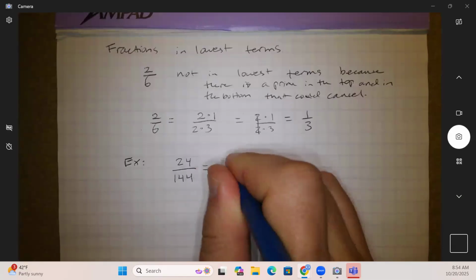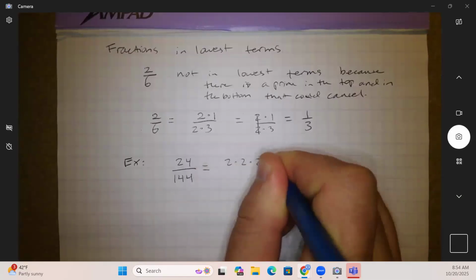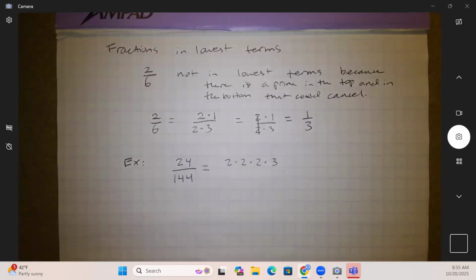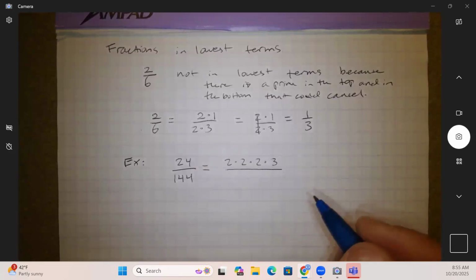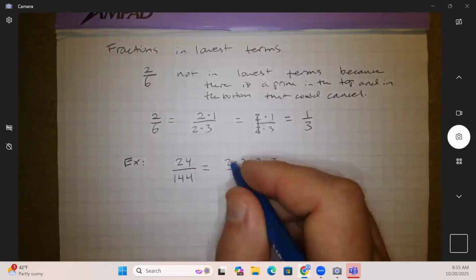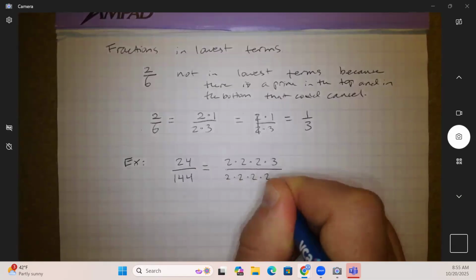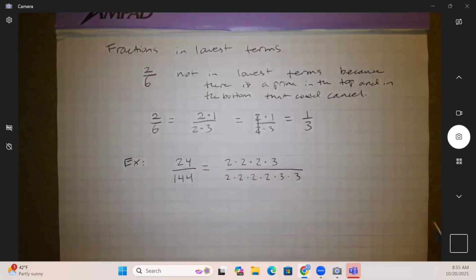So I happen to know the prime factorization of 24 is 2 times 2 times 2 times 3. And I happen to know the prime factorization of 144, writing it in this order with the 2's first, is 4 2's and 2 3's. And as you can see, I can do quite a bit of cancellation here.